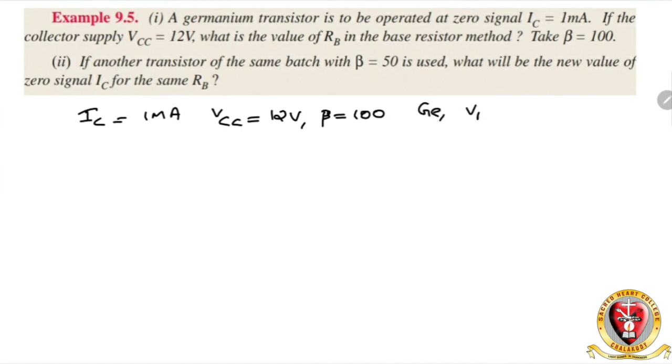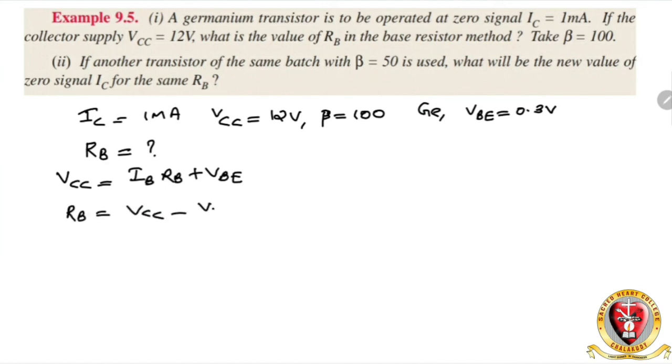So we have to take the value of VBE. VBE value is 0.3 volt for germanium. So we have to find RB. The equation of RB, how can we find it? You don't need to memorize it, just recall the circuit. VCC is equal to IB RB plus VBE, since this is a base resistor method. So from this we get RB is equal to VCC minus VBE by IB. So here VCC is 12 minus 0.3 divided by IB.